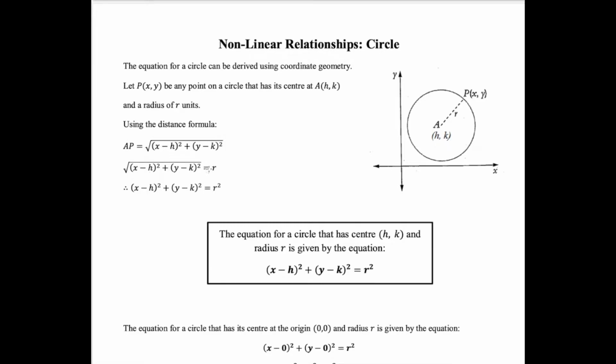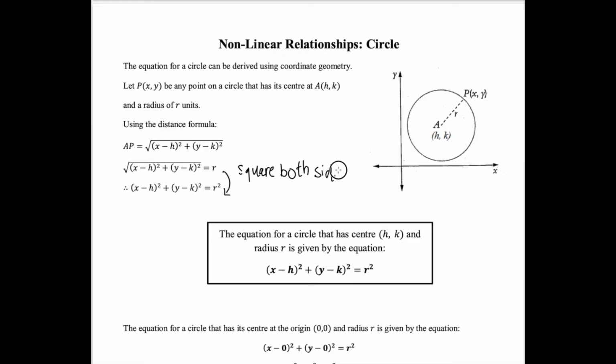By taking the square of both sides, so square both sides, we arrive at this, okay? If we square the left-hand side, we get rid of the square root sign. If we square the right side, we get the R squared. So that's how you get the equation of a circle.